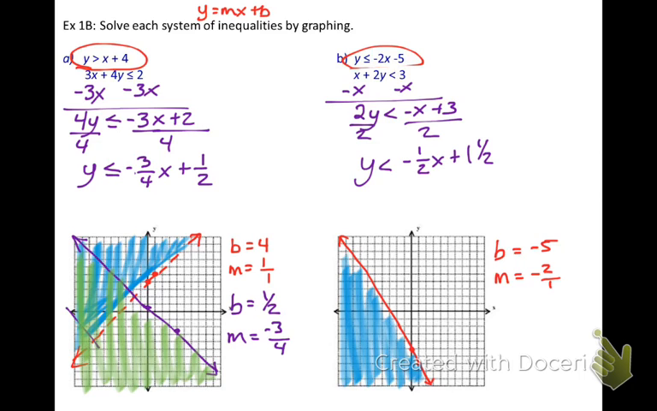So I find 1 1/2, put a point there, and you go down 1, not down a half, down 1, over 2, so your point's right there. And it is a less than sign, no equal sign, so it's going to be dotted.